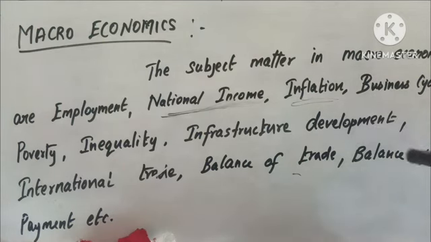Then business cycle means fluctuations in the business activity in an economy. So what do you mean by poverty? Can you give an answer? It means lack of adequate financial resources. Then inequality means uneven distribution of income and wealth.